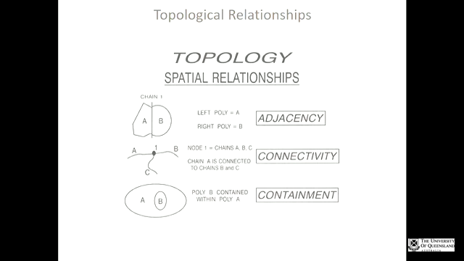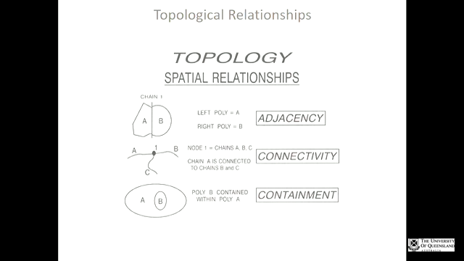So adjacency topology basically says if you've got 2 polygons or 2 objects close to each other and they share a boundary, they must always share a boundary. So that's an adjacency thing. You can set rules in a GIS that say A is adjacent to B. So if you have a data set and there's a boundary for B that isn't adjacent to A, you know there's an error.